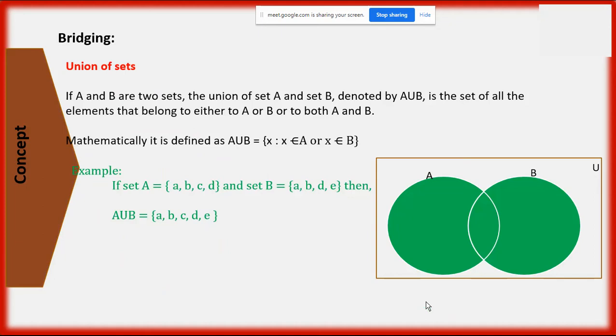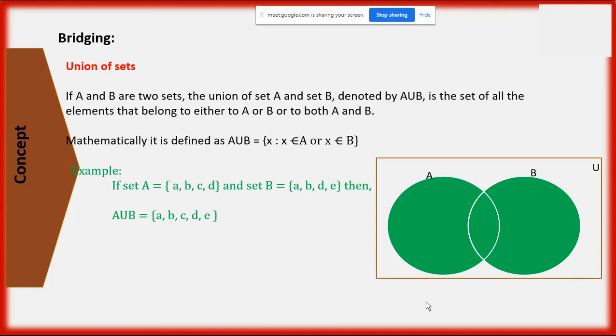Okay, union of sets. If A and B are two sets, the union of set A and set B, denoted by A ∪ B, is the set of all elements that belong to either A or B or to both A and B. This is the definition, dear students. In mathematics, we have to study the definition. We have to verify and clarify from the definition. The symbol denotes the elements that belong to either A or B or both. This denotes the union.